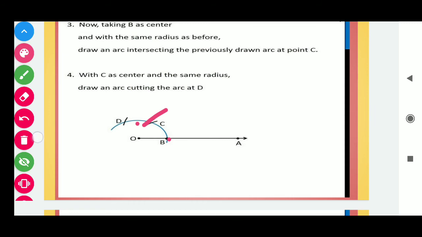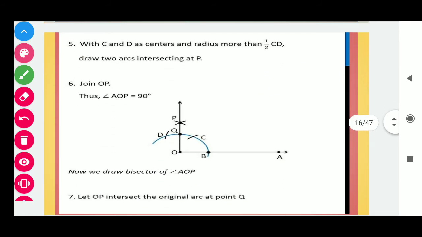Again, put your pinpoint at point C, then mark another arc. Now, with C and D as centers, radius more than half of CD, draw two arcs intersecting at P. Students, with the same radius of the compass, you have to mark an arc by putting your pinpoint of the compass at point C, and that intersects at point P.